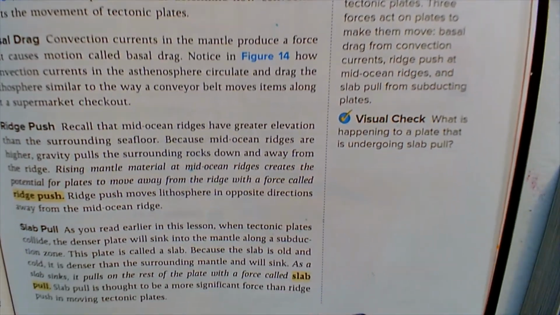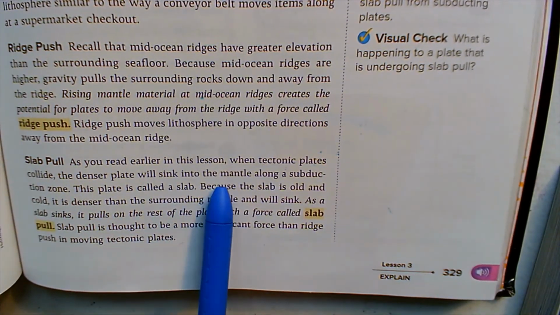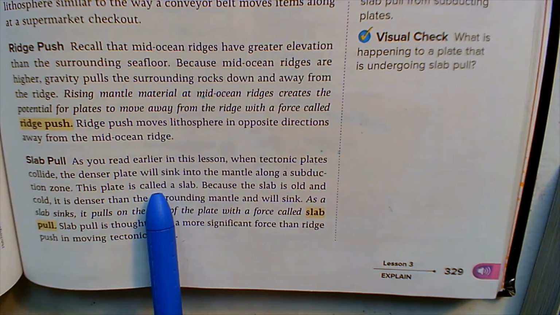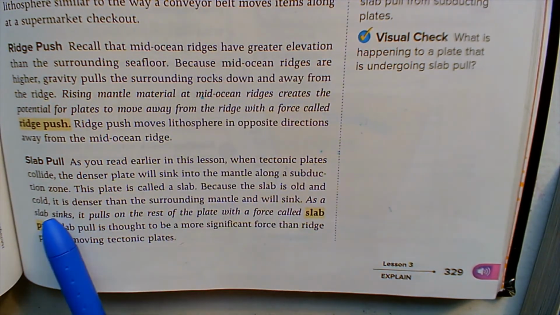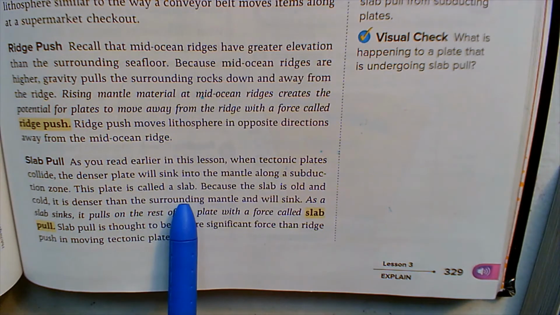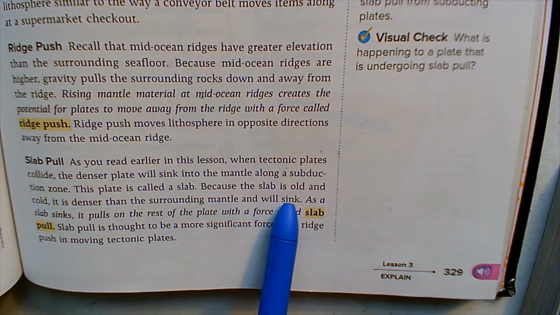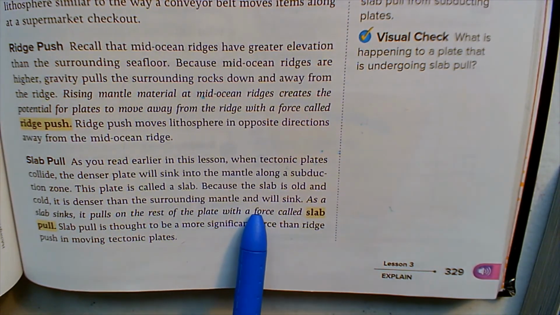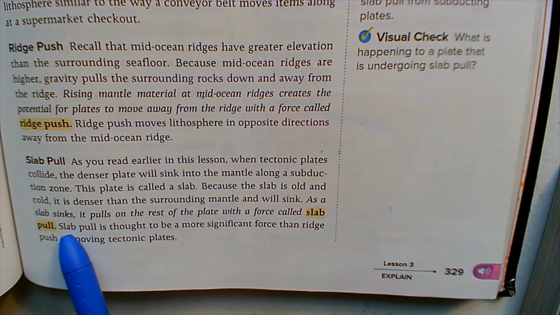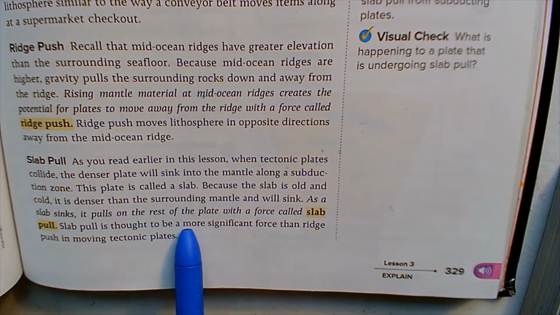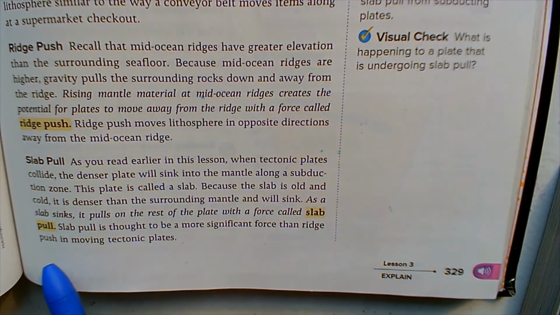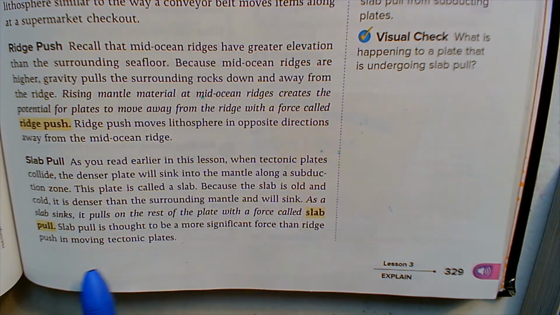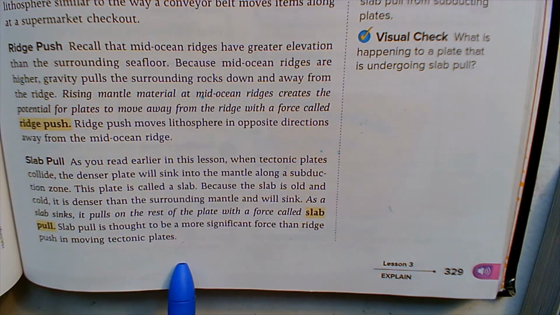And slab pull. As you read earlier in the lesson, when tectonic plates collide, the denser plate will sink into the mantle along a subduction zone. This plate is called a slab. Because the slab is old and cold, it is denser than the surrounding mantle and will sink. As a slab sinks, it pulls on the rest of the plate with a force called slab pull. Slab pull is thought to be a more significant force than ridge push in moving tectonic plates.